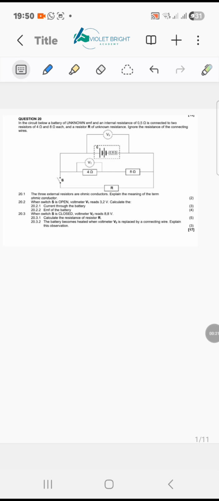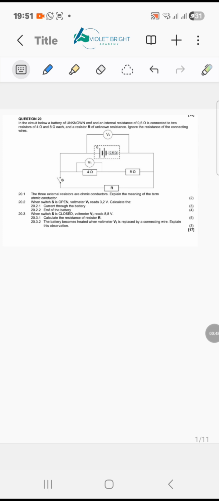So now we are given a question here. It says, in the circuit below, we have a battery of unknown EMF and internal resistance of 0.5 ohms. It's connected to two resistors of 8 ohms each, and a resistor R of unknown resistance. Ignore the resistance of the connecting wires.